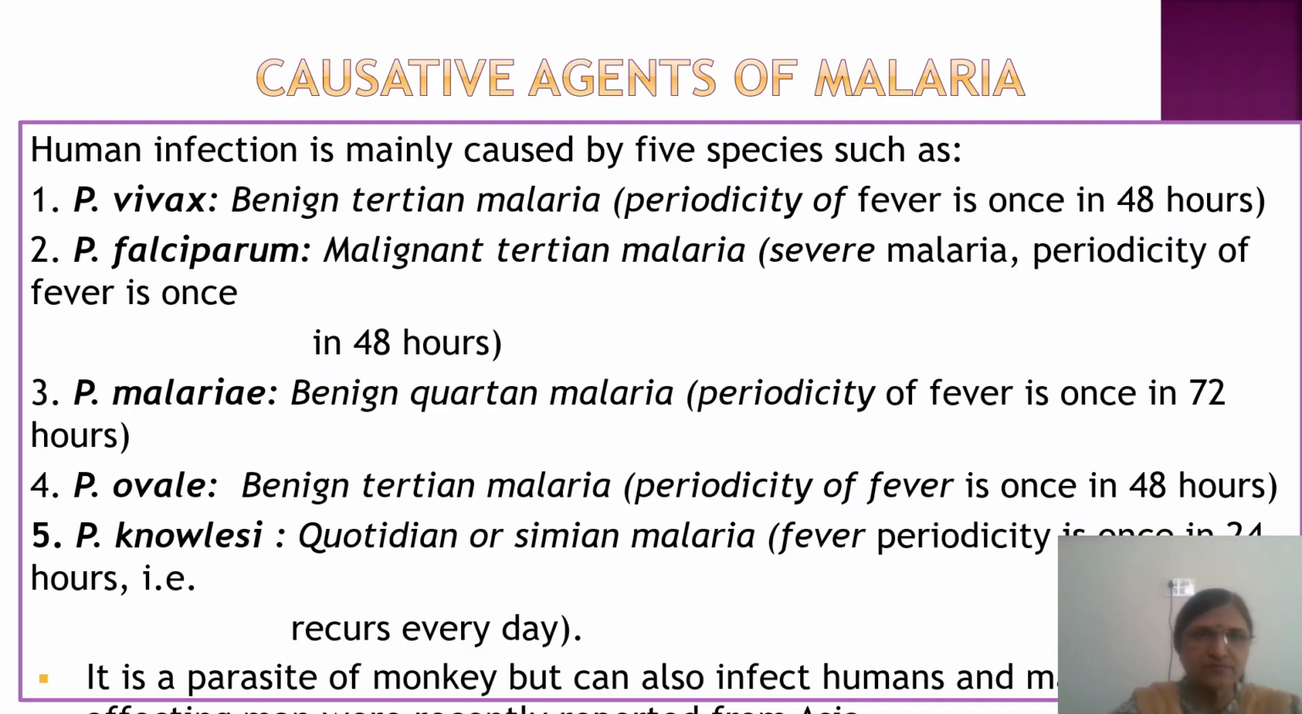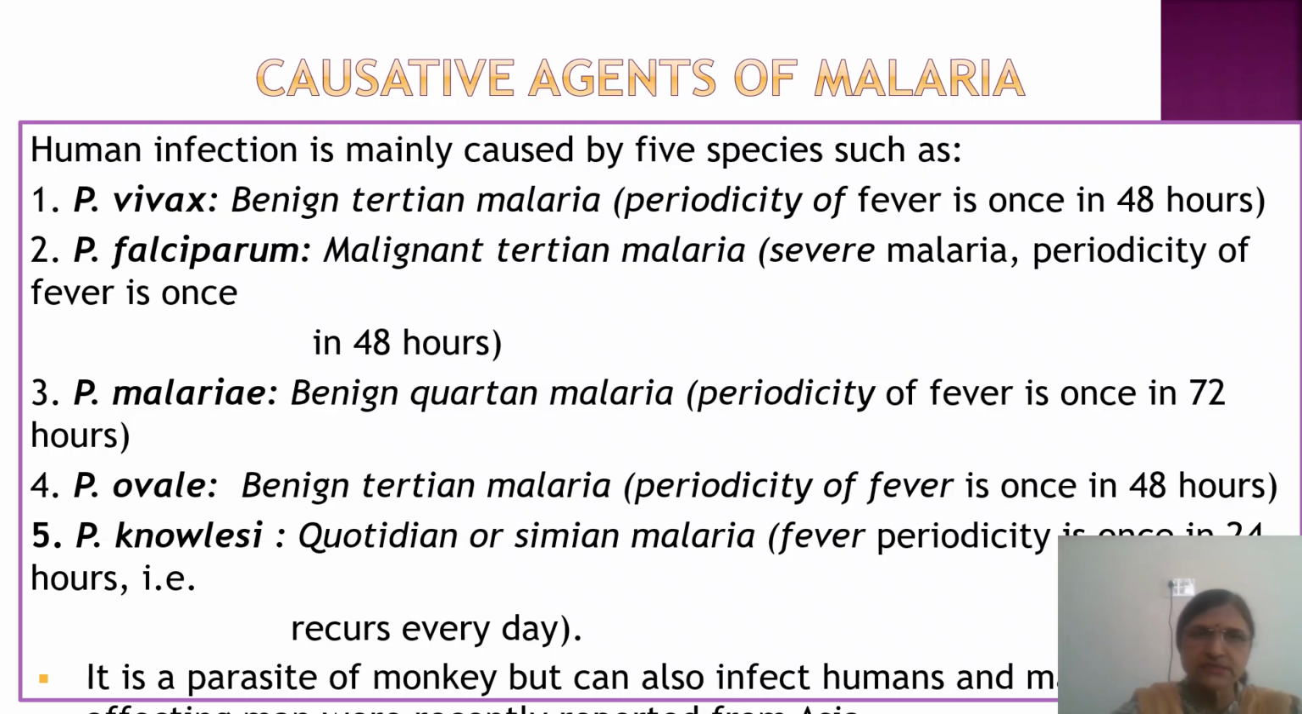First is P. vivax, it causes benign tertian malaria. Benign means it is not very complicated, and tertian means the periodicity of fever is every 48 hours, that is every third day. P. falciparum, malignant tertian, so the periodicity of the fever is every third day, but it is with complications. Then P. malariae, benign quartan malaria, so the fever spike is every fourth day, that is 72 hours.